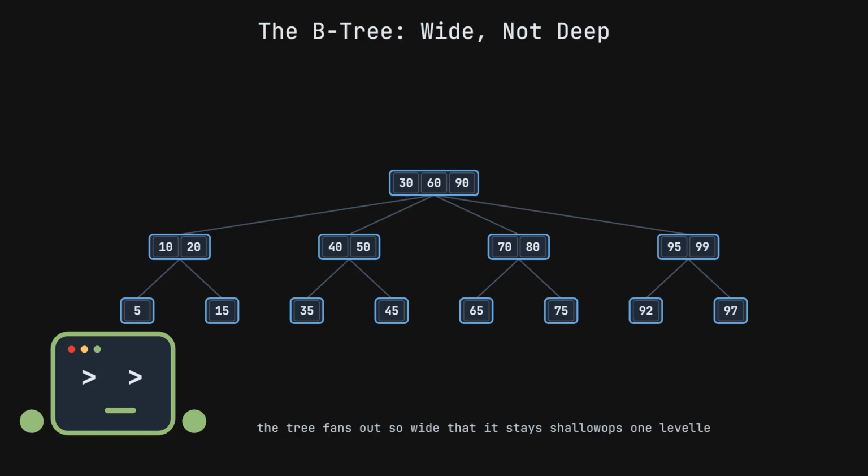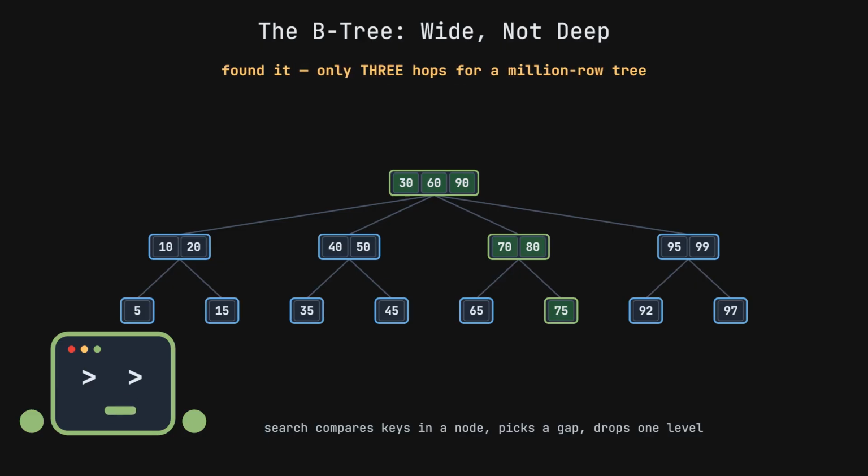Search just compares your value against the sorted keys in a node, picks the one gap it falls into, and drops down one level. With enough keys per node, 3 or 4 hops is enough to reach any one of 1,000,000 rows. That's the shallow part paying off.